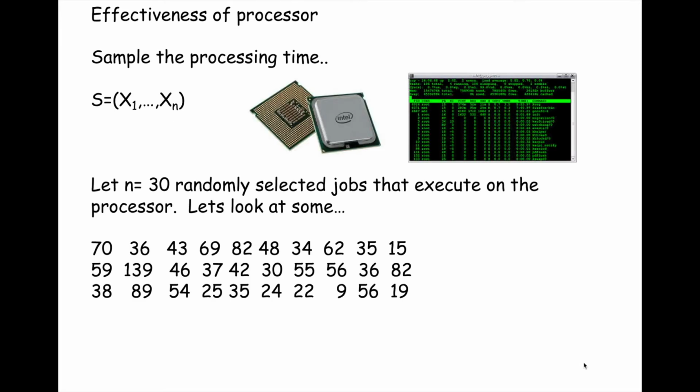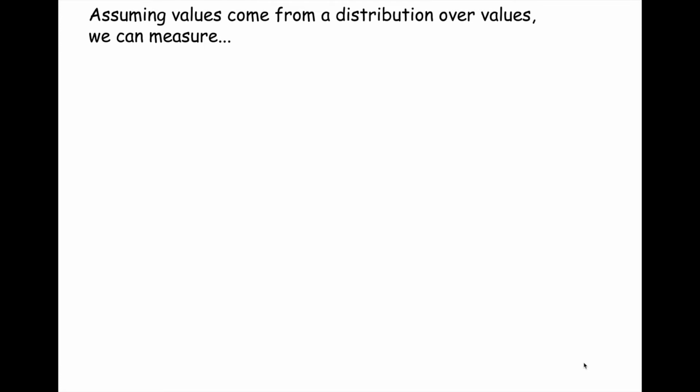So, when we left off last time, we talked about some measurements for the CPU time for 30 randomly selected processes or jobs executing on some processor. These are the numbers, there are 30 of them, 3 rows of 10 measurements. And we're going to consider these measurements, assuming they come from some distribution. You can imagine there's some distribution out there that is responsible for giving you the values that you see.